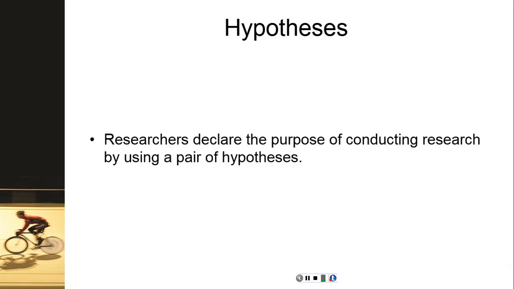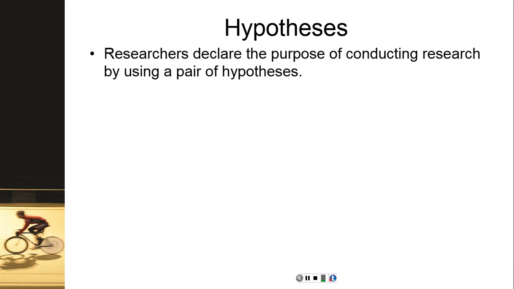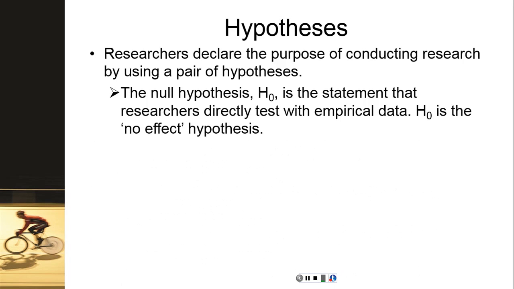In the process of doing research, a researcher has to first declare the purpose of doing a particular study. The way they declare the purpose is by stating hypotheses. The first one is the null hypothesis, H0. It is the statement that the researcher directly tests with empirical data. H0 is the null effect hypothesis.